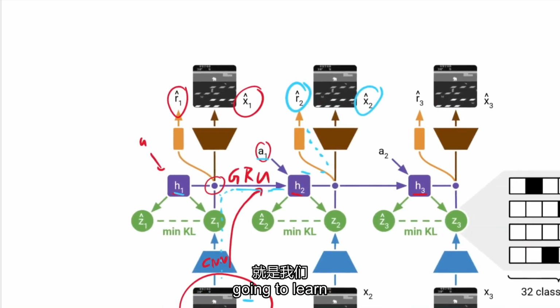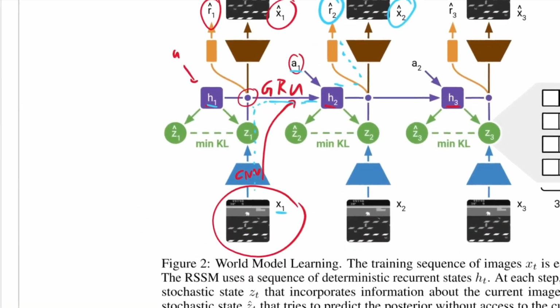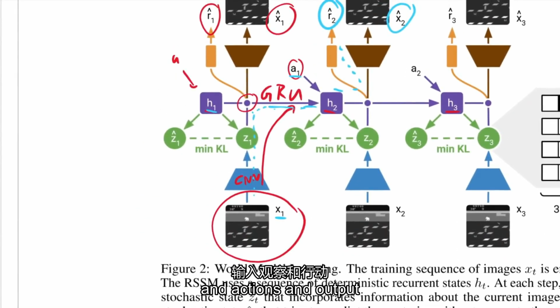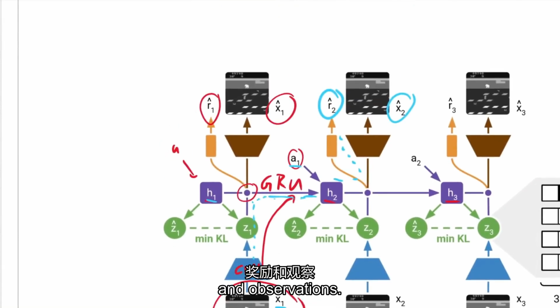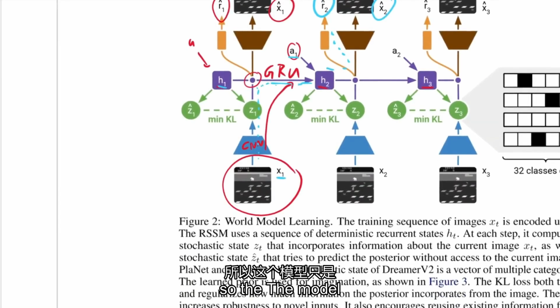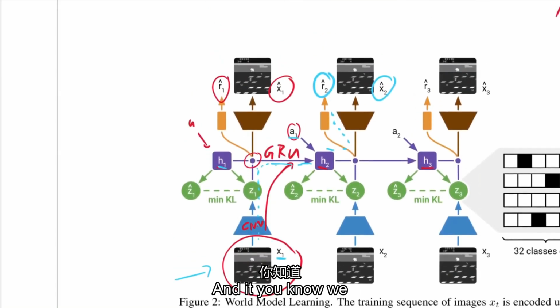Okay, so that's how we're going to learn a world model. Input, observations and actions, and output, rewards and observations. And that's exactly what you saw at the beginning in these videos. So the model was simply input a bunch of frames here and then rolled out for a number of steps, and we looked at the output of this.